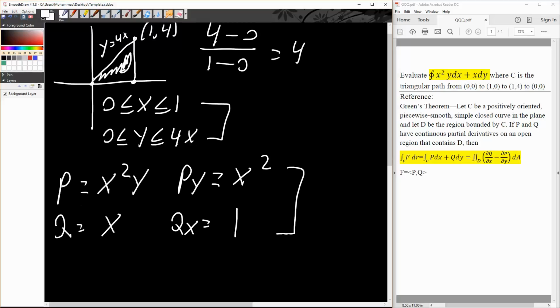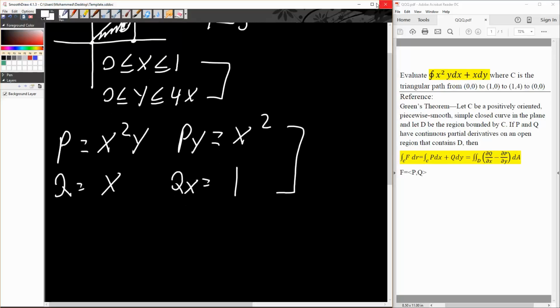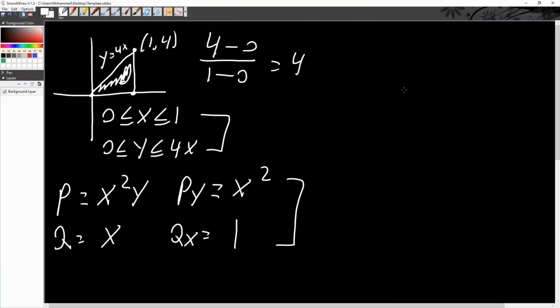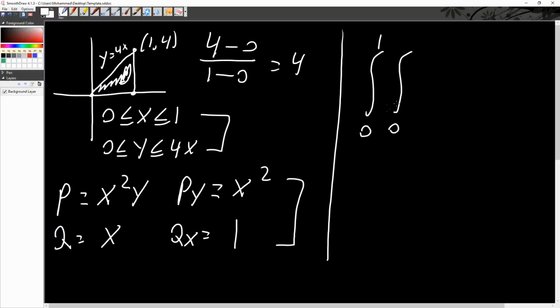So now we're almost there. We simply set up Green's theorem. Let me expand this and use this space. So it's going to be this integral, from 0 to 1 and from 0 to 4x, so it's going to be dy dx.